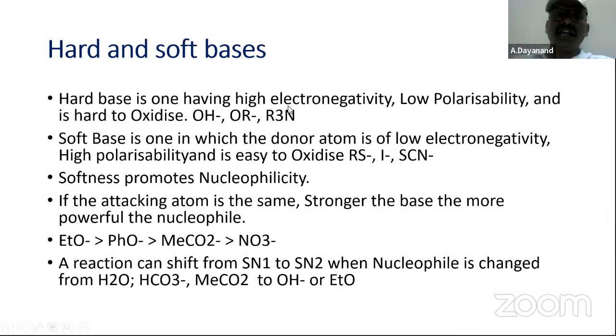A hard base is one with high electronegativity, low polarizability, and is hard to oxidize. Whereas a soft base is one in which the donor atom is of low electronegativity, highly polarizable and easy to oxidize. Softness is proportional to nucleophilicity, whereas hardness is proportional to basicity. That's all. Okay, just have an idea about them so that sometimes it may be asked also.